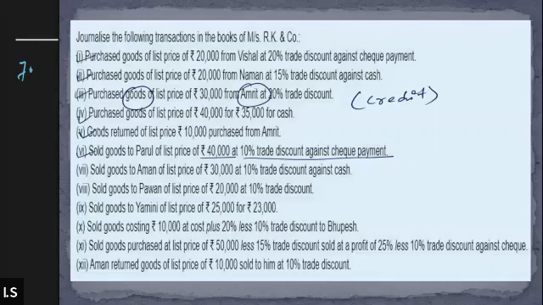In the seventh transaction, it says, sold goods to Aman of list price of 30,000 at a trade discount against cash. Guys, I want you to try the general entry of the seventh one. Apart from Labiba, someone else. I want the answer from someone else.